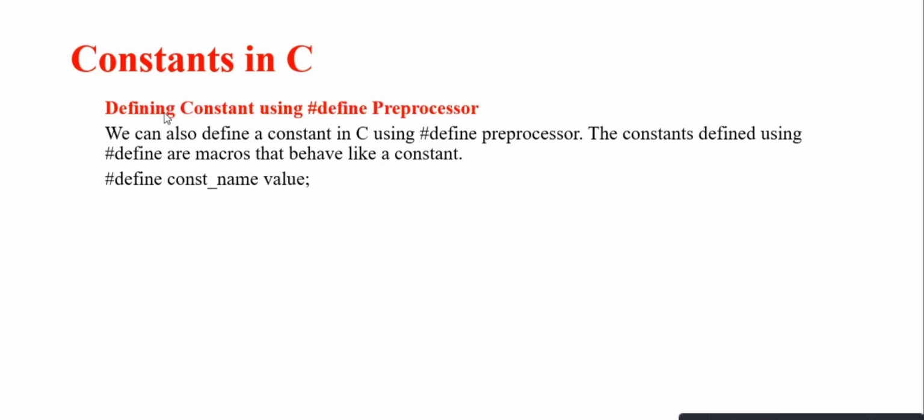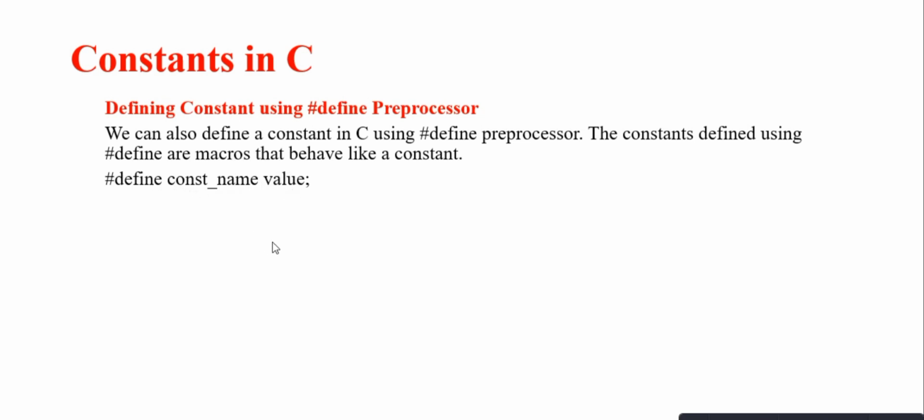Next, defining a constant using the #define preprocessor. We can also define a constant in C using the #define preprocessor. The constants defined using #define are macros that behave like a constant. Here is a sample example: #define, constant name, value.